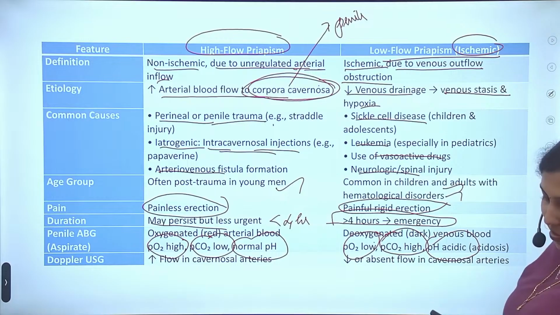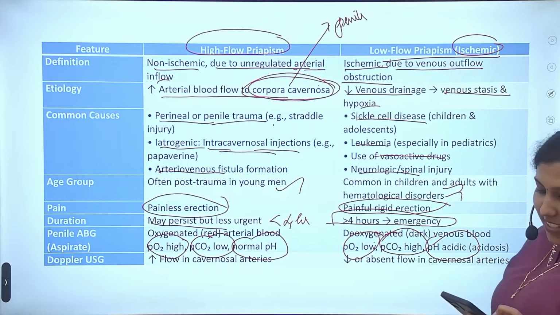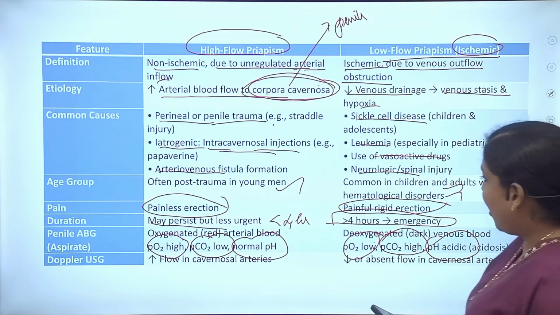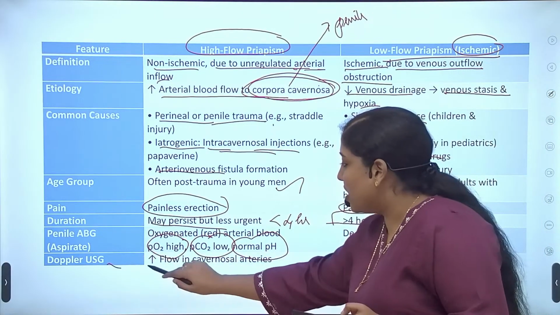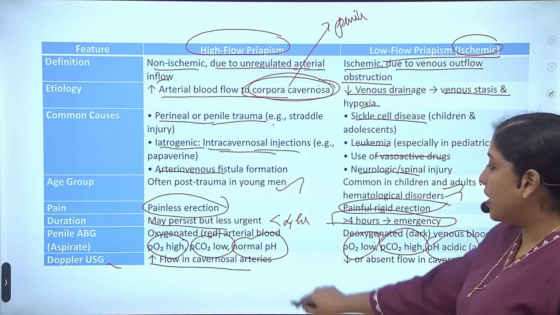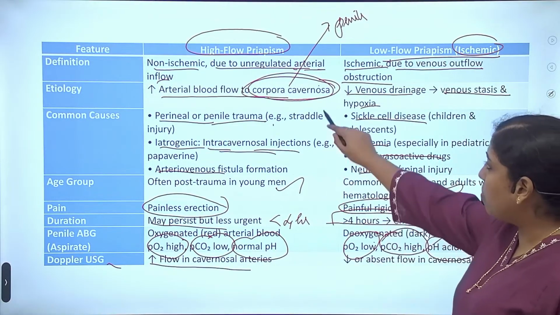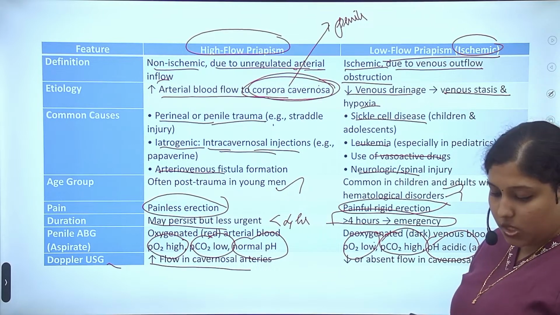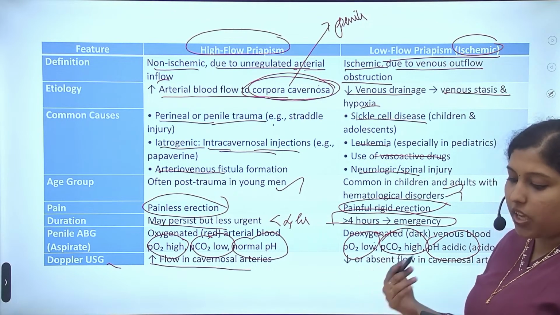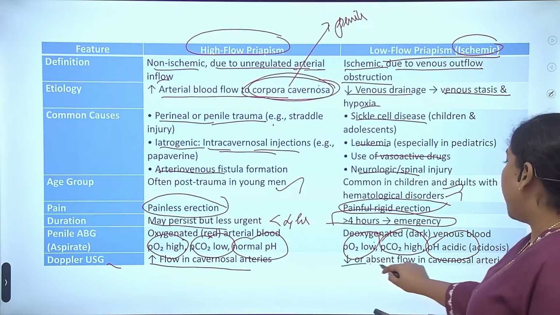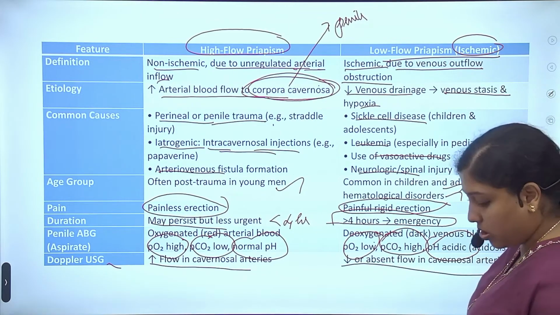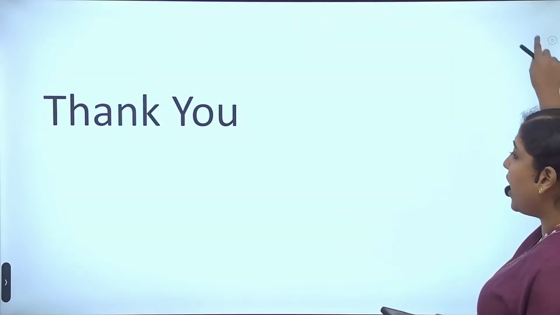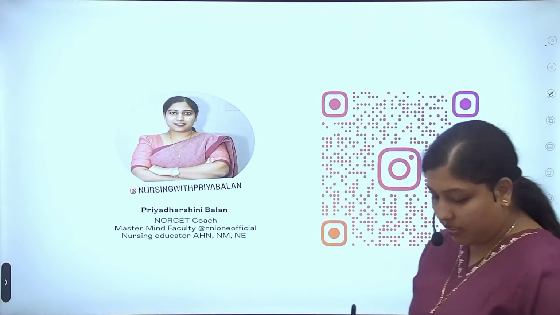Yes, even without your sildenafil citrate, a penile erection can occur. Priyanshu, on Doppler USG, there is increased flow in your cavernosal arteries, and remember about this corpora cavernosa also, that is the place where we are aspirating. In low flow, decreased or absent flow of cavernosal arteries is seen. That's all. We have come to the end of this session.